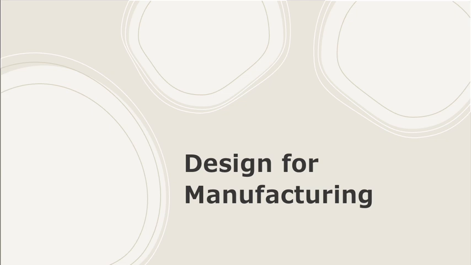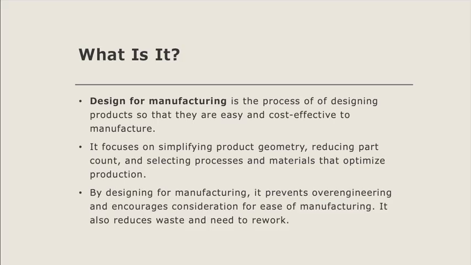The first thing we'll talk about is design for manufacturing. So what is it? Design for manufacturing, or DFM, is the process of designing products so that they are easy and cost effective to manufacture. It focuses on simplifying product geometry, reducing part count, and selecting processes and materials that optimize production. This prevents over-engineering and encourages consideration for the ease of manufacturing. It also reduces waste and the need to rework.